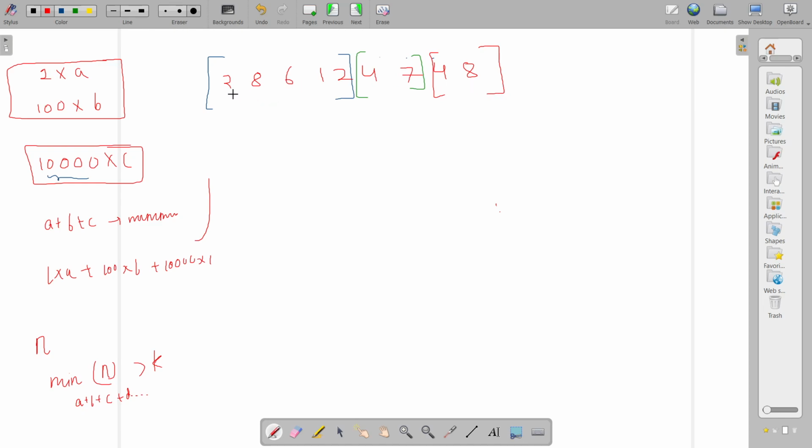And if you remember, these were the number of nodes that we required. So it's very simple. It should be intuitive why this is working. These are basically the number of 10,000 rupee notes that we require. 47 is the number of 100 rupee notes, and 48 is the number of 1 rupee notes. And this is for the minimum value of a plus b plus c. Right.